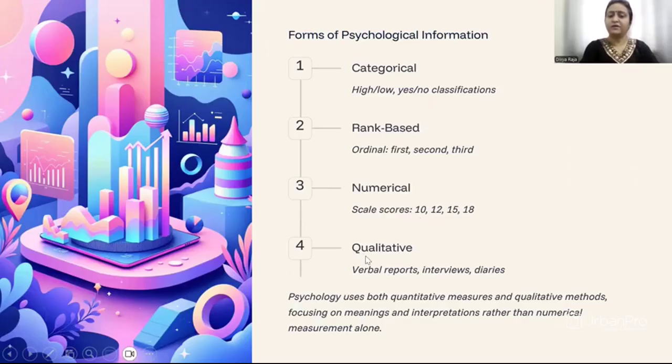Then we also have qualitative data because, as you know, psychology is driven by context. Hence, we collect reports, we conduct interviews, we even examine personal diaries. So, we use both quantitative and qualitative measures because we focus on the meaning of the situation. Each person interprets the same situation differently. Hence, we gather both quantitative and qualitative data.